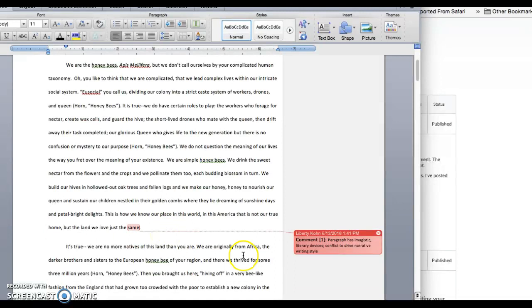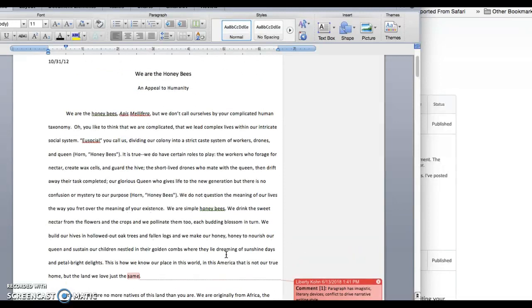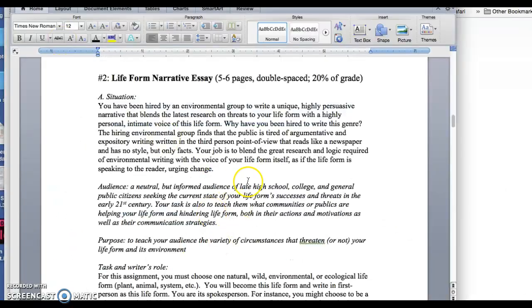There's I, and there's we, and so you are going to be something in this paper. You're going to be a life form. What life form? That's up to you. We'll talk more about how this works when we get back to this.